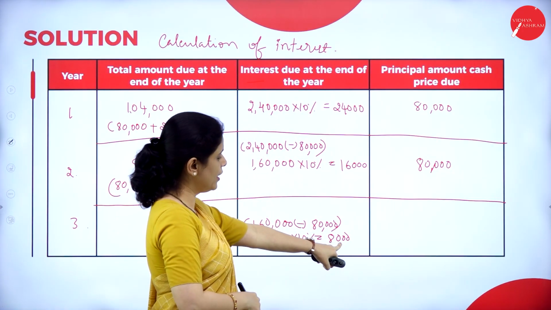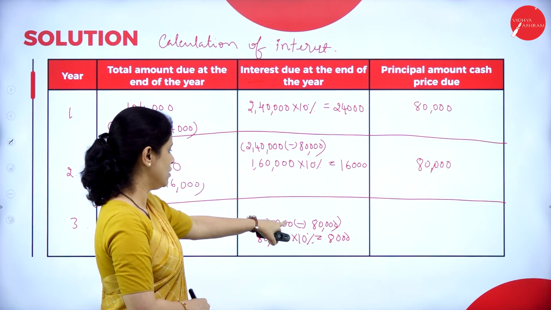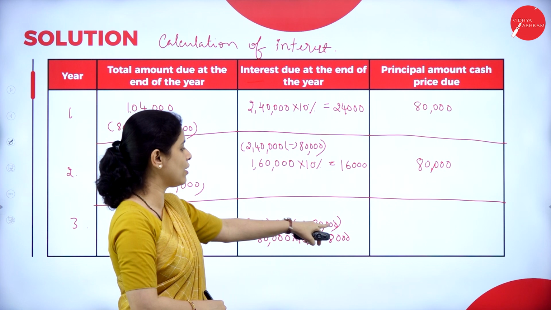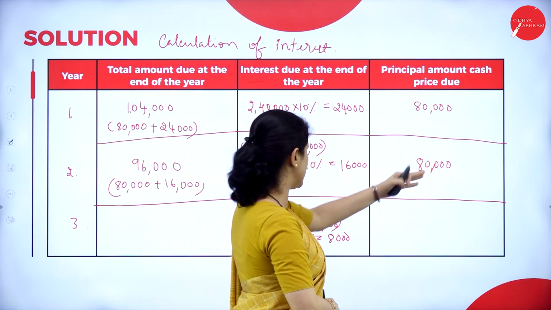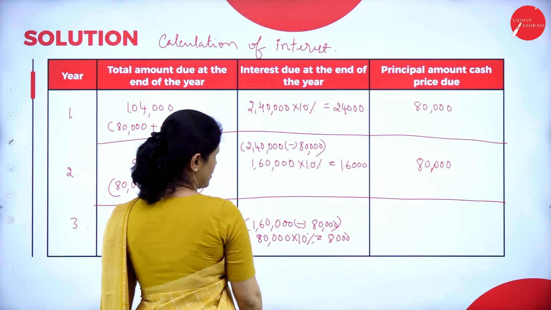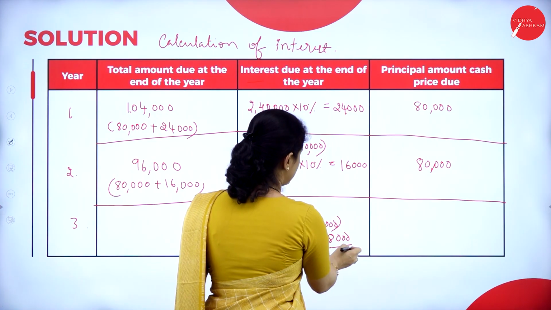8,000 is the rate of interest. So 1,60,000 is the remaining amount. 80,000 we have to deduct, because we paid that in the second installment. So how much is left? 80,000. On that we have to calculate 10%. So 8,000 is the interest.